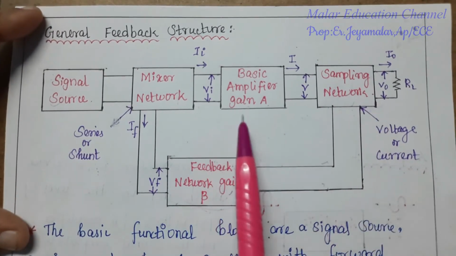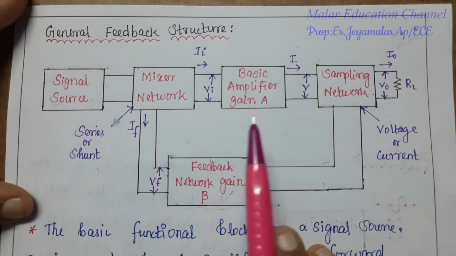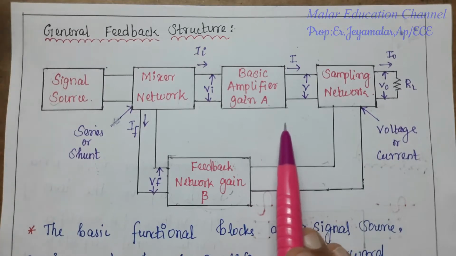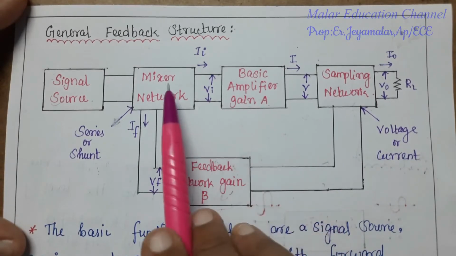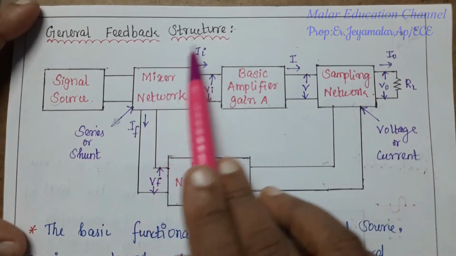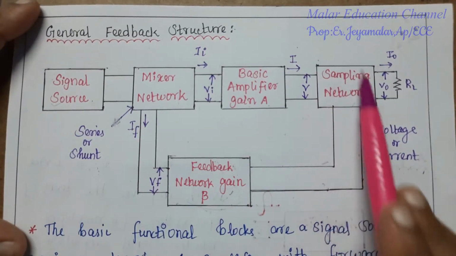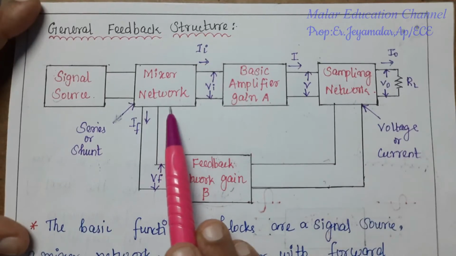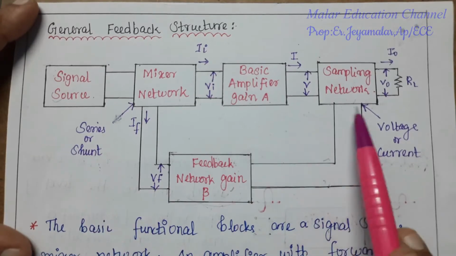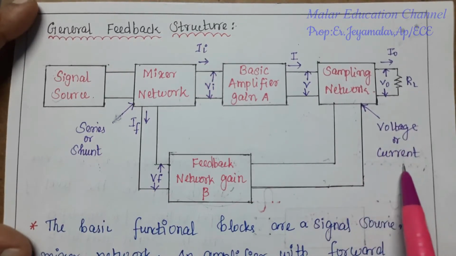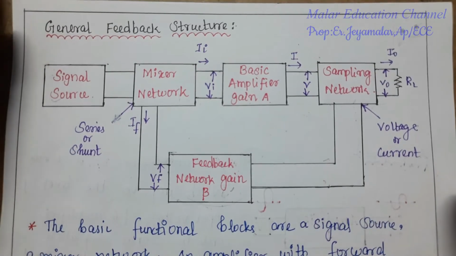Here is the type of the amplifier. Let me see in the next class whether it is a voltage amplifier or current amplifier or transconductance or transresistance. Mainly that depends upon the type of the amplifier, based on the combination of the mixer network as well as the sampling network. Mixer network for the input section, sampling network for the output section. The mixer network has a series connection or parallel connection. Shunt means parallel. The sampling network has a voltage source or current source. This is the basic functional block diagram of the feedback amplifier.